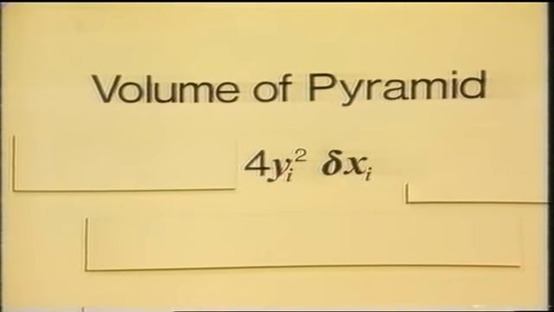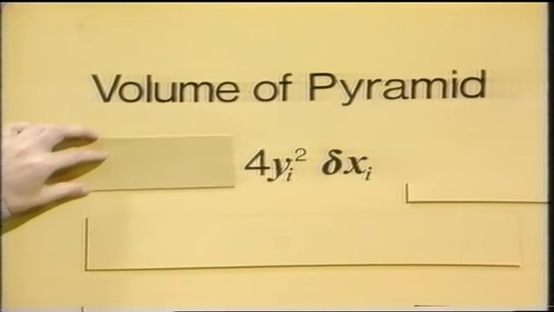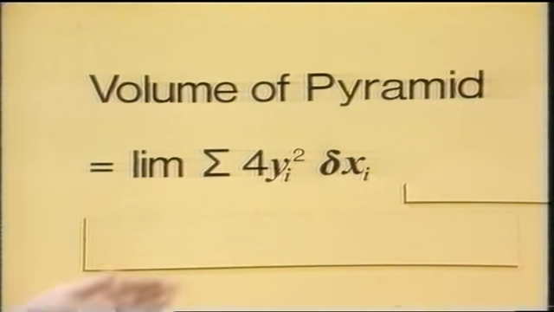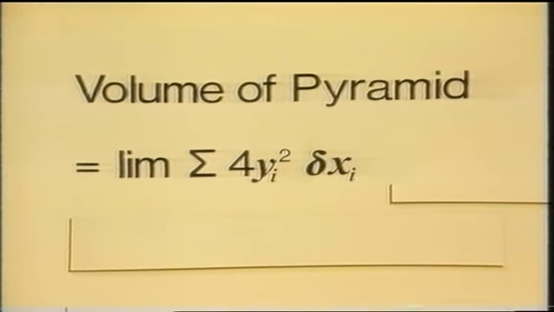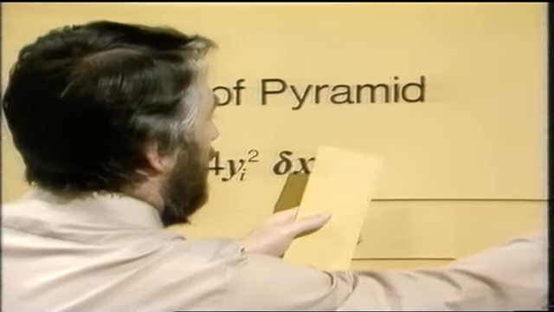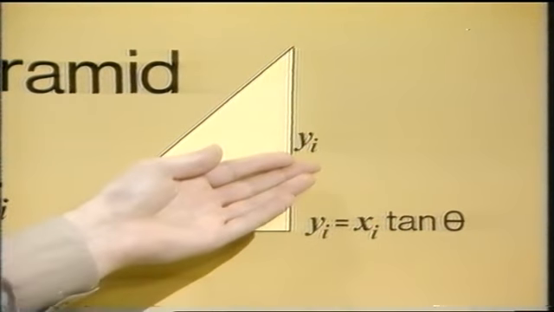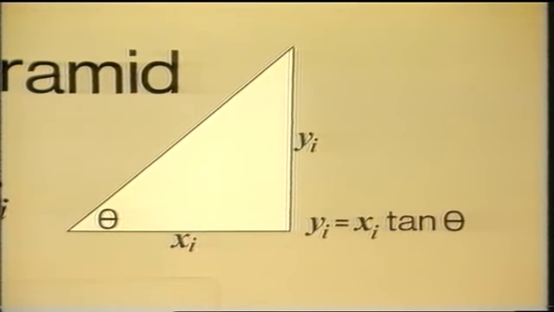So to get the volume of the pyramid, we sum over all blocks from 0 to h and take the limit as delta xi tends to 0. Now to make progress, I need to rewrite this yi squared in terms of xi's. Well, here we can see the angle theta, which is half the angle at the top of the pyramid. And tan theta is just yi divided by xi. In other words, yi equals xi tan theta.